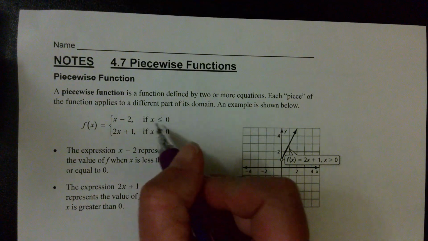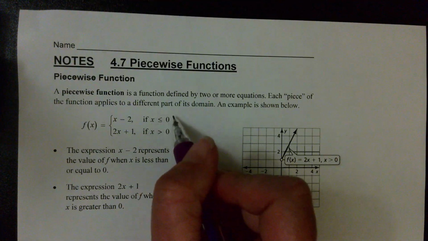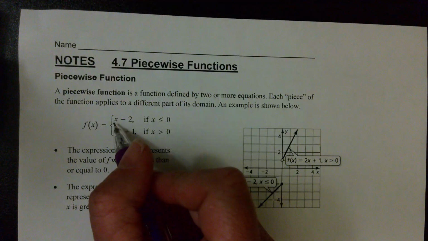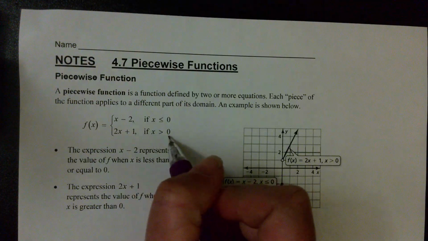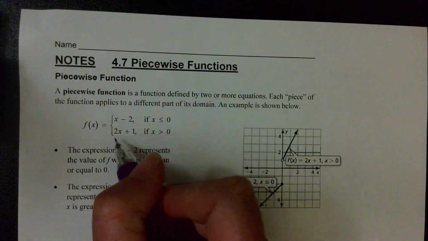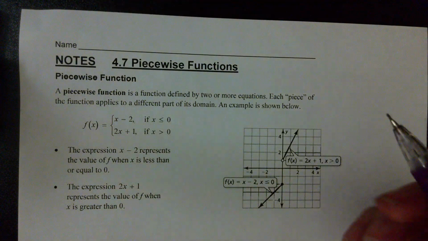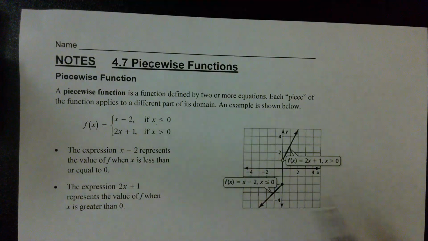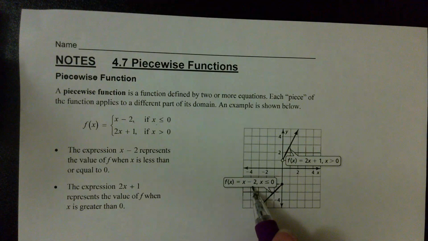So if x is less than or equal to 0, so that is if our input is less than or equal to 0, we are going to be evaluating x minus 2. And if x is greater than 0, if x is positive, we're going to be evaluating 2x plus 1. So what we want to think about is that when x is 0 or negative, this is going to be the function f of x equals x minus 2.